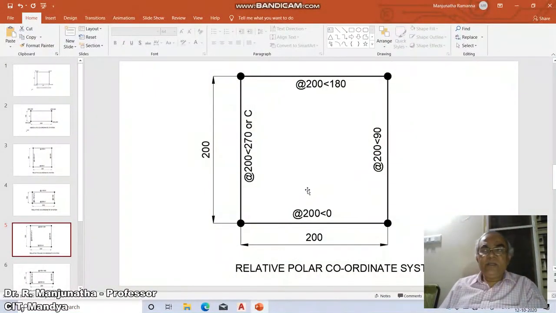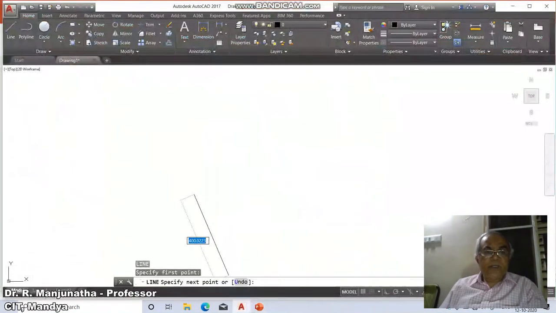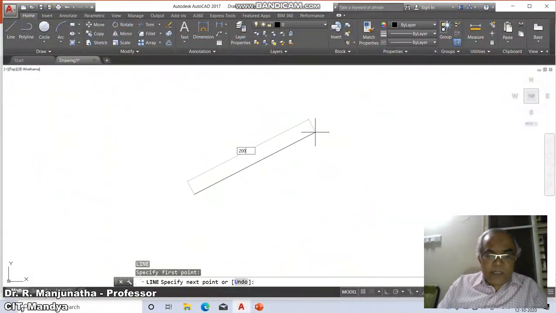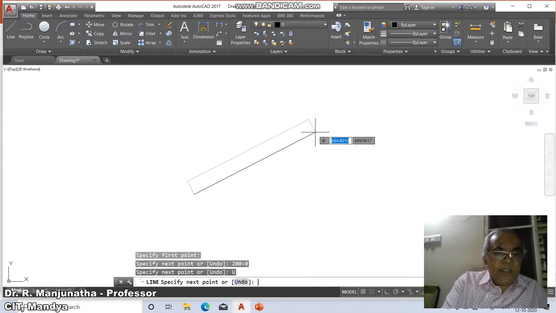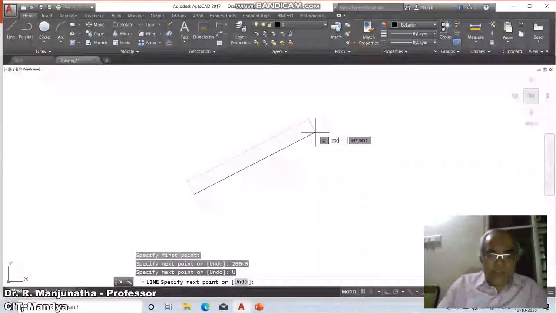So here always the angle is measured with respect to the horizontal and always in counterclockwise direction as positive and clockwise as negative. So here at the rate 200 less than 0. Since we are given just 200 less than 0, so it says undo. Again at the rate 200 less than 0.